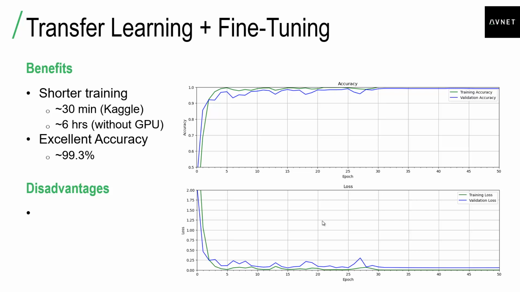The benefits are, once again, much shorter training cycles. On Kaggle kernels, it's about half an hour. On my local Linux machine without the GPU, it's 6 hours. I've been achieving excellent accuracy, so 99.3%, which is phenomenal. So I've not seen any disadvantages of using this strategy. So this is the one that I'm proposing for the webinar.